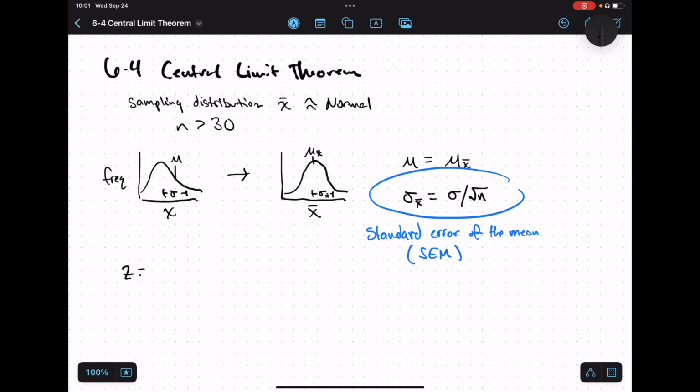Recall that for individual values x, the z-score is equal to x minus mu divided by sigma. But when working with a distribution of means, the z-score is calculated as x bar minus mu divided by the standard error of the mean.